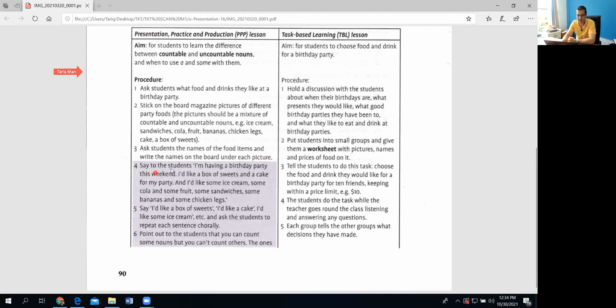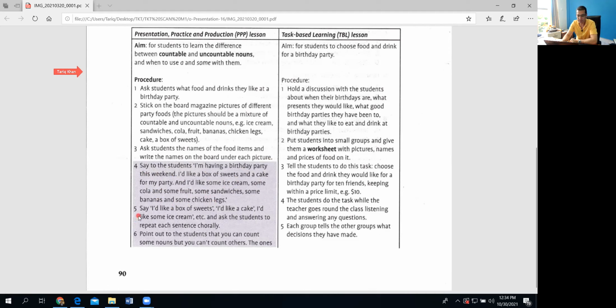Number 4, say to the student, I'm having a birthday party this weekend. I would like a box of sweets, a cake for my party. I would like some ice cream, some cola, some fruit, some sandwiches, some bananas, and some chicken legs. Now, these all she has put on the board. Now she's giving an instruction to them.